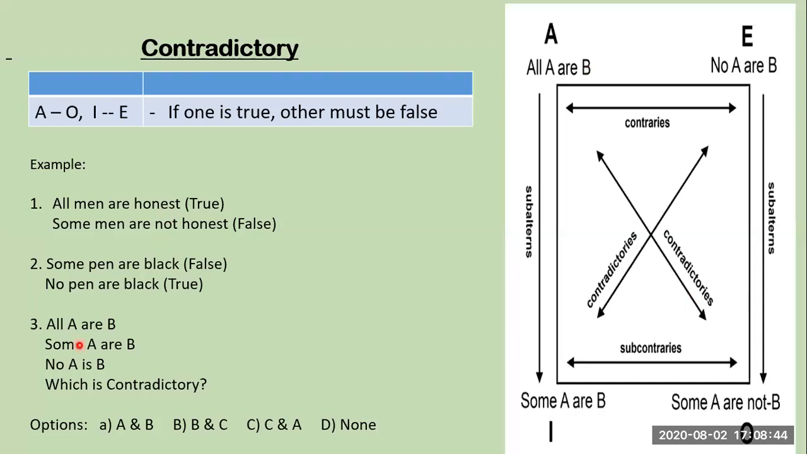So this question is picked from your exam. All A are B. All means this one, A, and some A are B. Some means this one, and no A is B. So out of three, which is contradictory? Contradictory means opposite. So all means this one, and again some A are B. So yeah, they have taken this. So this cannot be an opposite. Opposite should be like a cross mark. So this cannot be contradictory. And third one, no A is B.